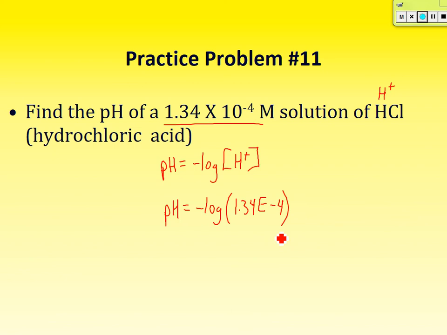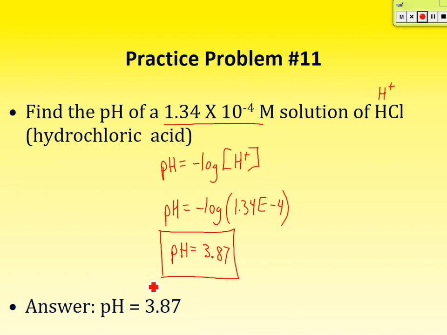So negative log of 1.34 times 10 to the minus 4. And so I'm getting that the pH was equal to 3.87. Now, is that acidic or basic? Hopefully you're thinking to yourself that that is an acidic solution. Would it be a strong or a weak acid? And I would say it's kind of right in the middle where it changes from weak to strong. But anyway, 3.87 is your answer.